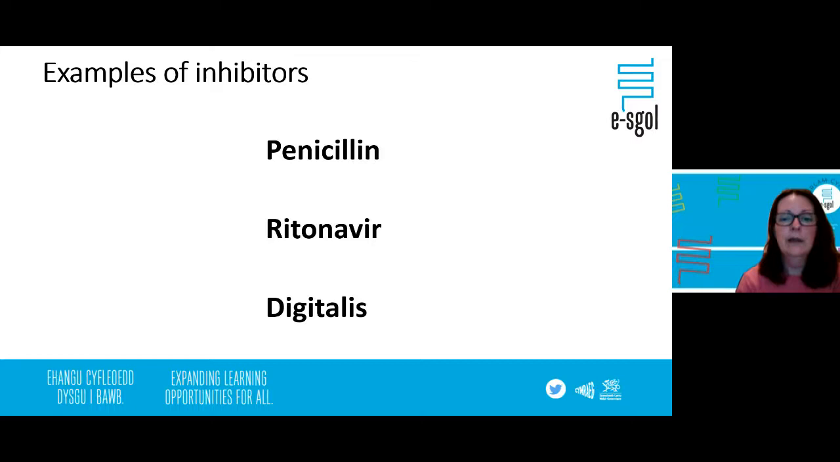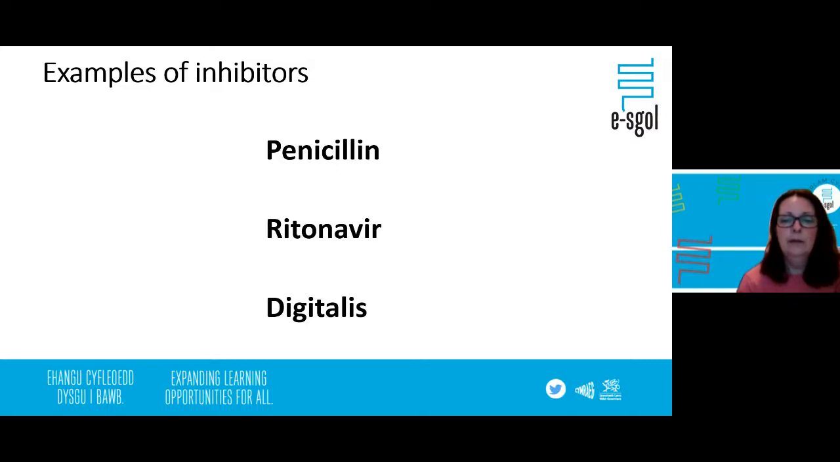And then finally, our third example is digitalis. And digitalis you might have heard of. It's a chemical that is extracted from foxgloves, and it's used to treat arrhythmia, which is a heart problem. And digitalis is a non-competitive inhibitor.